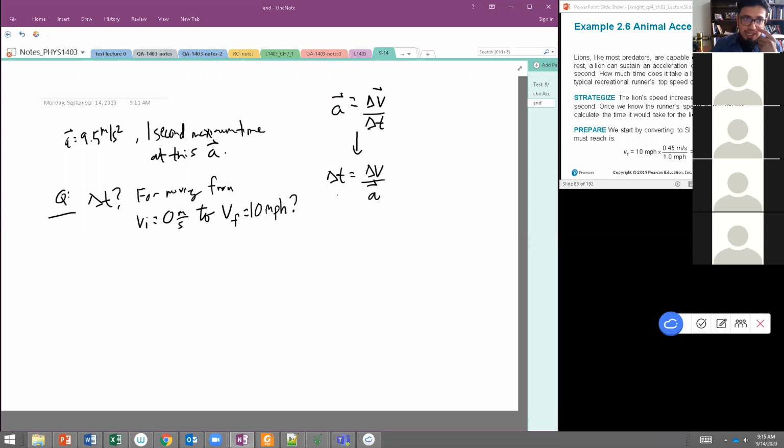We know that in 1 second, it can get up to 9.5 meters per second in velocity. So the first thing we want to do is find out what this final velocity that they're asking about translates to in meters per second. There's a calculation that they show here on the screen, but basically it means that the final velocity is 4.5 meters per second. That's what they're asking: how long is it going to take to go from 0 to 4.5 meters per second?